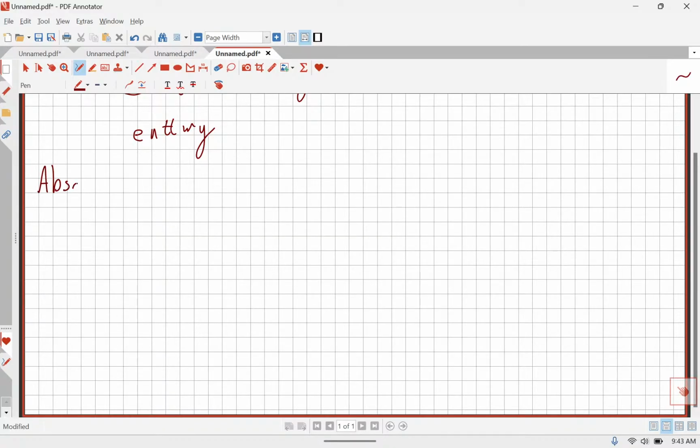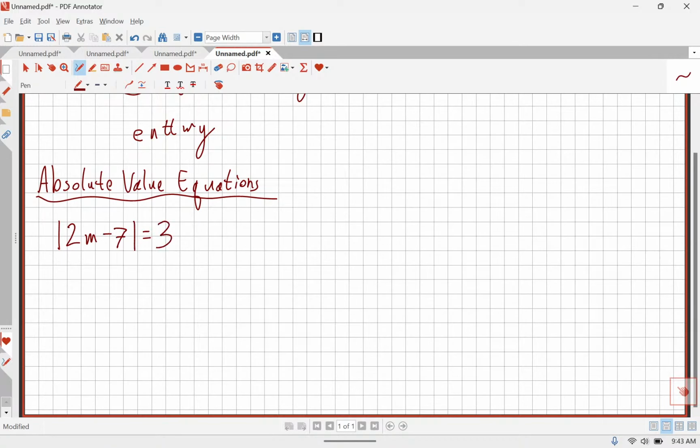Absolute value equations. So, here's the story, guys. When I give you an equation like this, the absolute value of 2m minus 7 equals 3. When we have an equation inside of absolute values, we actually have to solve it twice. Why do we have to solve it twice? Because the truth is, guys, the stuff on the inside can be two different things.